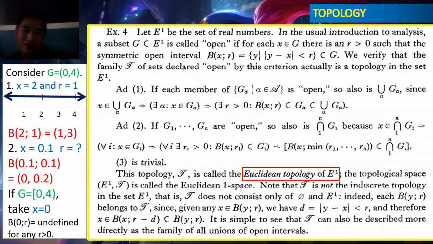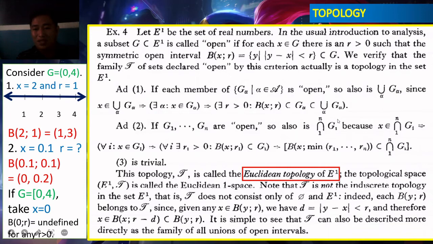Now, next, number two. If G1 up to GN are open, the intersection can be infinite here. In here, class, the intersection is only finite. So G1 to GN only are open.